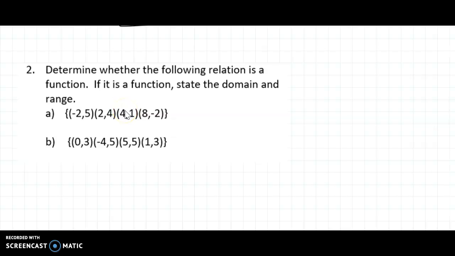Question 2 here from our study guide. Determine whether the following relation is a function. If the function, state the domain and range. So remember, these are coordinate pairs, x comma y, and we were just looking to see if there are any x's that are listed twice here and have repeated y's or like different y's.